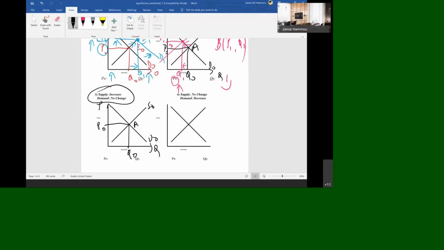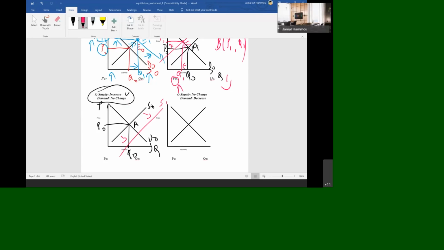Now I just say, okay, what are we gonna do? No change in demand. Demand stays the same, but we have an increase in supply. I'm just going to put it in a different color so it can be clear to me that I did this. Sorry, increase of supply. This is increase of supply. So increase of supply means shifting the supply curve down to the right.